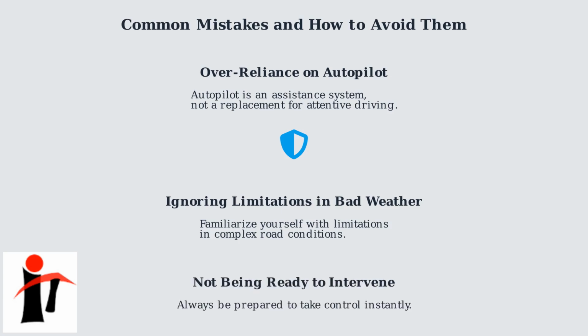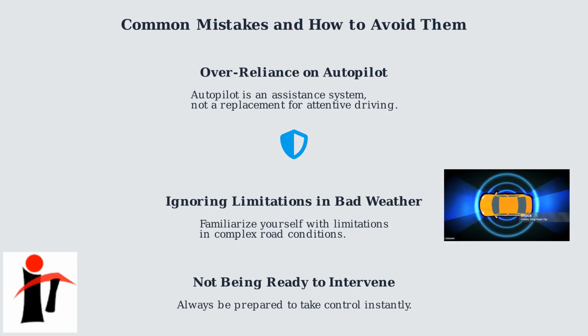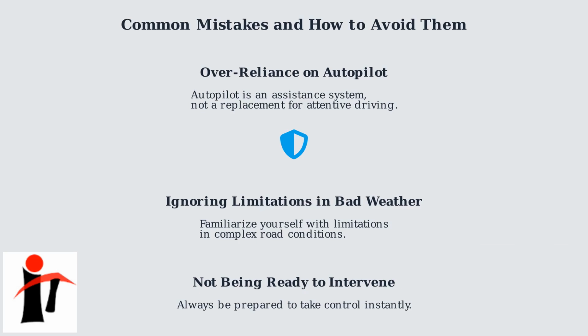Finally, always be ready to intervene at any moment, even when Autopilot is engaged. Keep your hands on the wheel and eyes on the road. The top-down view demonstrates how Autopilot uses sensors around the vehicle to detect obstacles, but human supervision remains essential. By avoiding these common mistakes, you can use Autopilot safely and effectively.